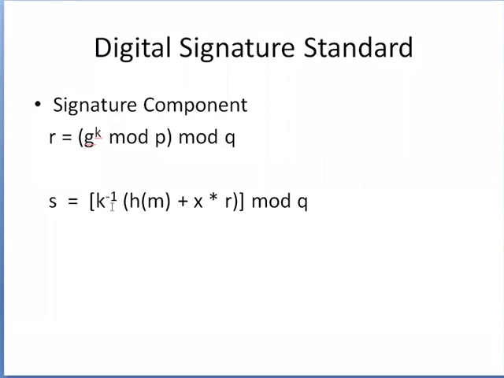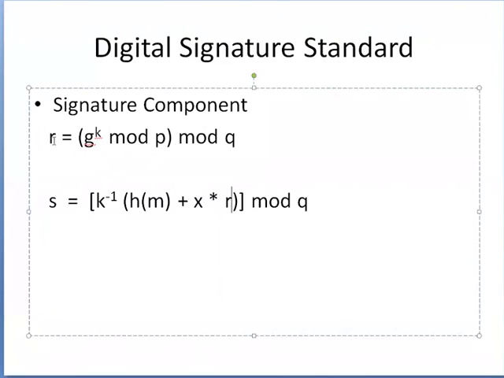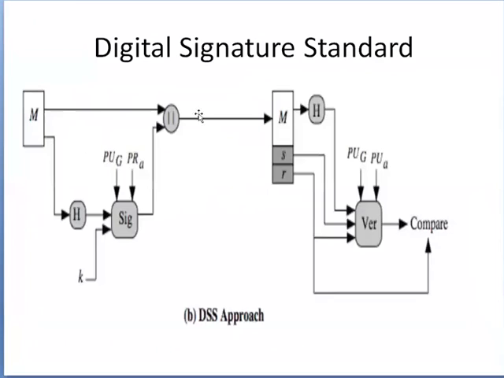And this is what S is. S is K raised to minus 1, times the hash of the message which we are getting, plus X, the private key, into R, which we got from here, all mod Q. So this is how we get S and R, and this is the signature function. The signature function gives you S and R.